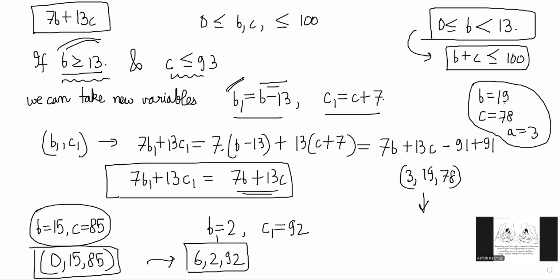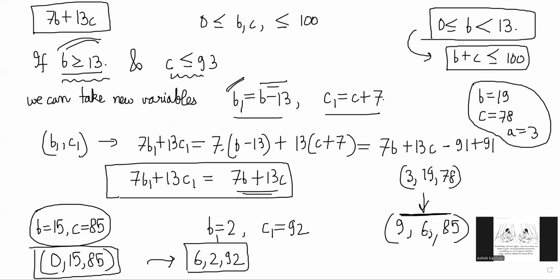I will reduce 13 from B, so it will become 6, and I will add 7 to C. It will become 85, and I will put 9 for A. So this is the same pair. It will give us the same coefficient of X.